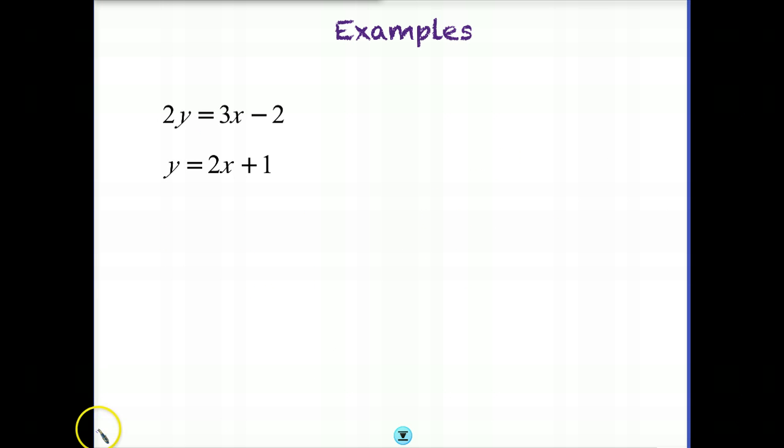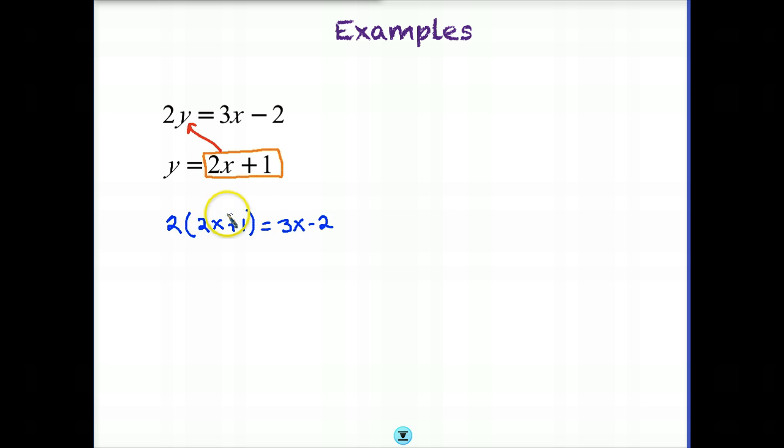Let's move on to another example. All right, in this example we have 2y equals 3x minus 2, and then here's our bottom one where we have y is equal to something, and that would be 2x plus 1. So we know that we need to take what y is equal to and substitute it in for y here in this top equation. Okay, so if I do that, I have 2. I'm going to substitute the 2x plus 1 in place of y. And that is equal to 3x minus 2.